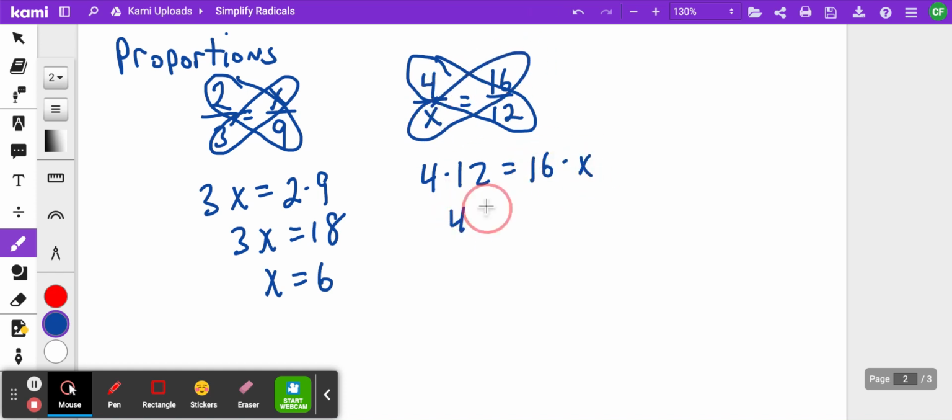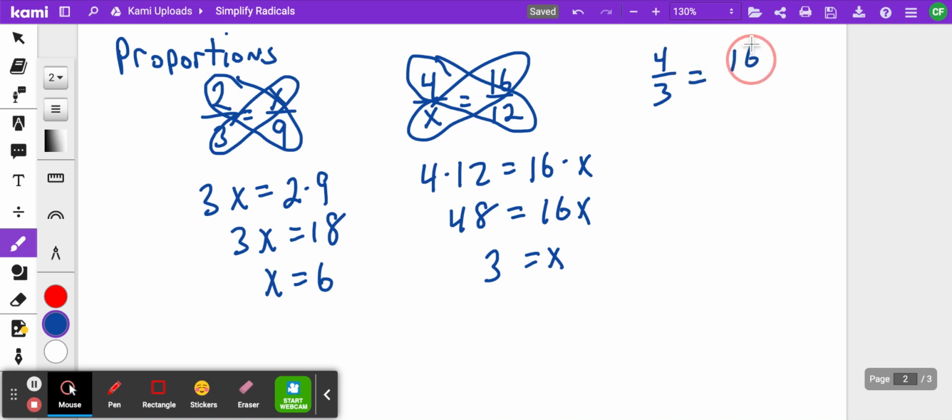4 times 12 is 48 equals 16x. Divide both sides by 16, x is equal to 3. If I took the 3 and I put it back over there, that would be 4 over 3, 16 over 12. Reduce this ratio, same way we did up above. That's 4 over 3 equals 4 over 3. That's how we know we're correct. So I hope this helped.